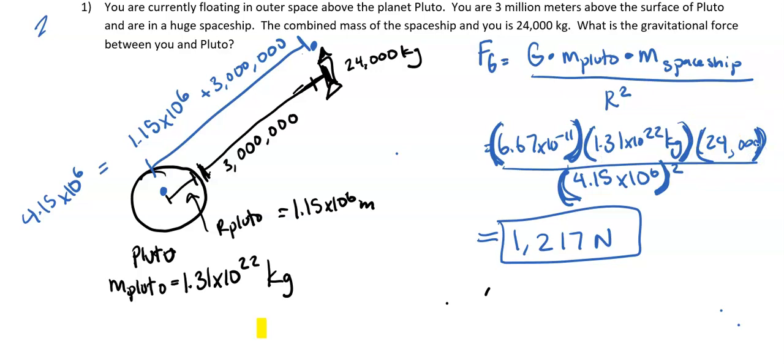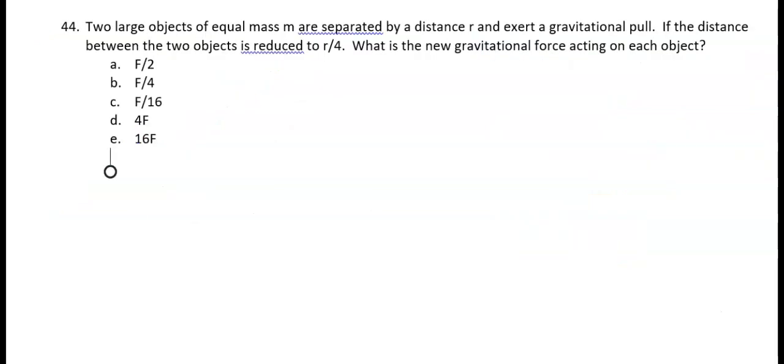Cool, we have one last problem to do and then we'll be out of here. Okay, so we're going to do this problem that I call 44. I got it from somewhere. It's a great problem. Okay, so let's look at it. So we have two large objects. Again, try it yourself and then check back into the video. So two large objects of equal mass, so I'm going to call it mass M and mass M, separated by a distance r and exert a gravitational pull.